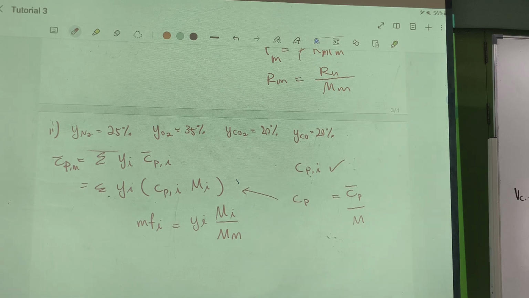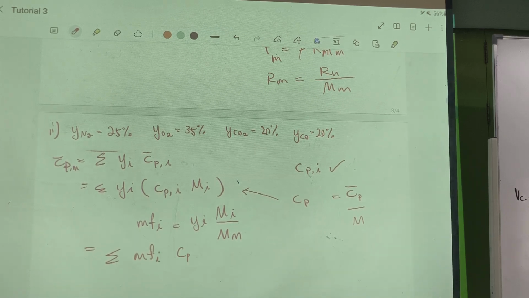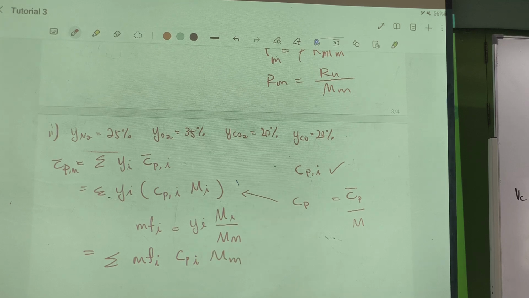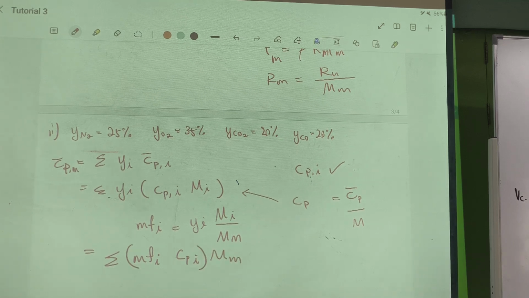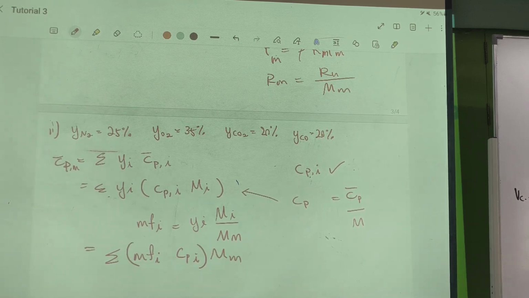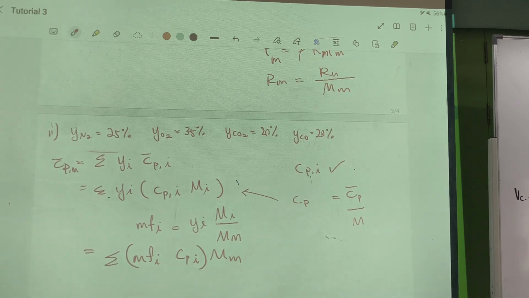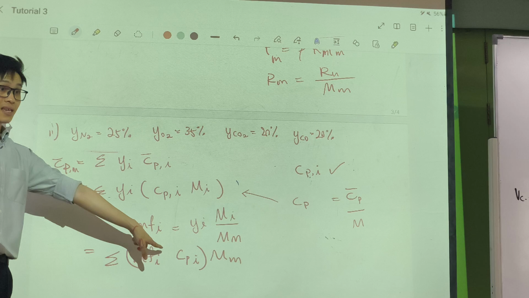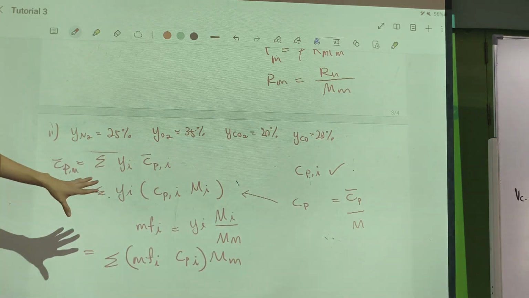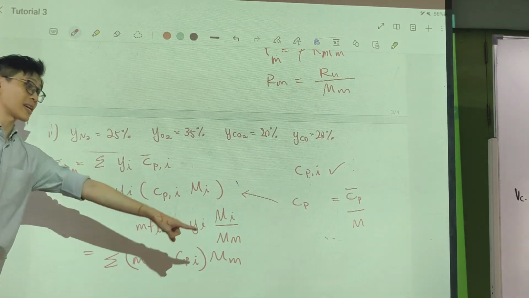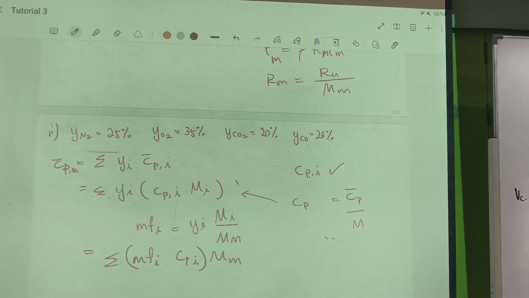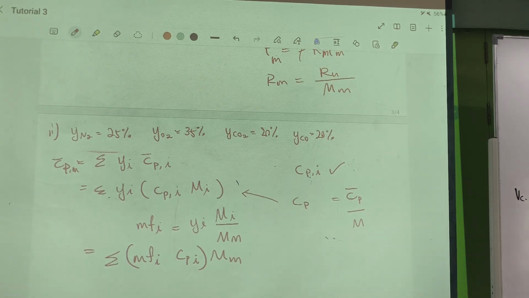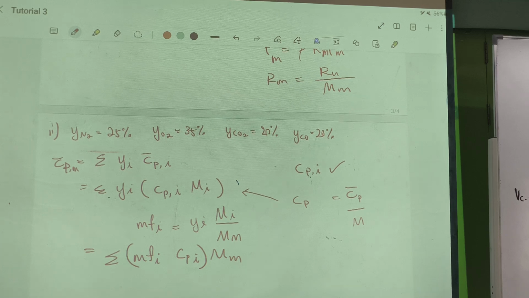So based on here, you can see that actually you can change this thing into something like this. So you can just use the mass fraction multiplied by each of the Cp. Then once you do the whole thing, you multiply by the molar mass of the mixture, which you get from part A. But again, this one is a little bit more complicated version.